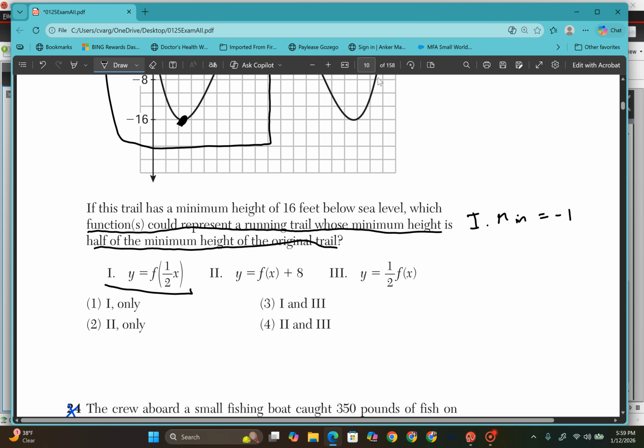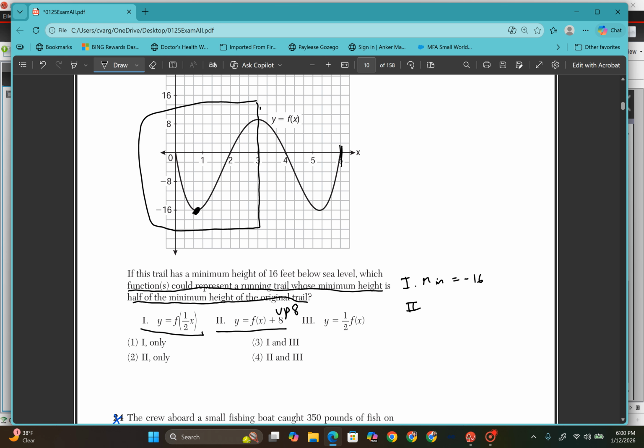Okay, for 2, for this one right here, it says take f of x and add 8 to it, which means that this is being shifted up 8. Remember that from Algebra 1, I hope. So we are taking the minimum, which now is negative 16, and we are moving it up 8. It's now here. So negative 16 plus 8 is equal to negative 8. So our new minimum is going to be at negative 8.